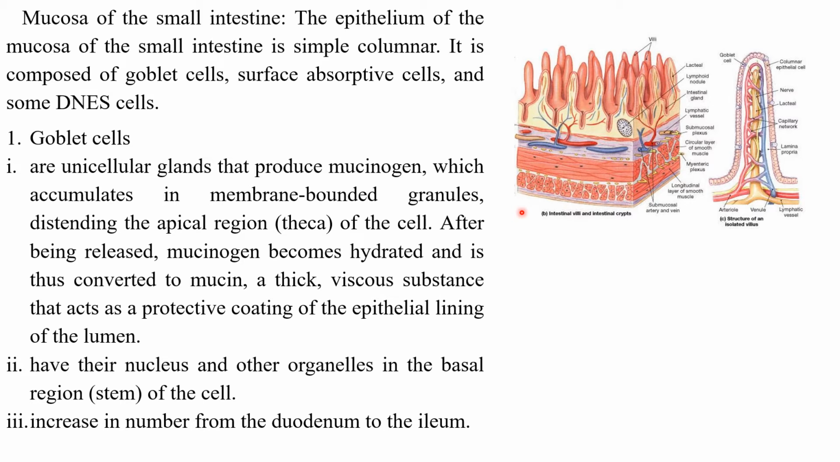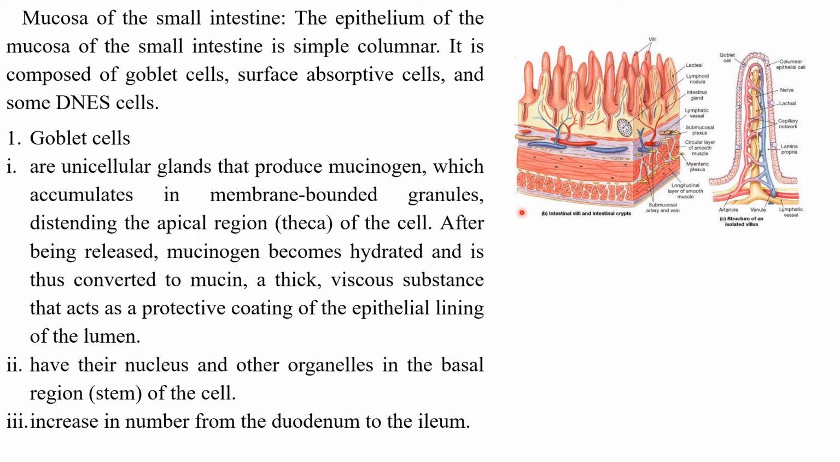Now let us see the structure of goblet cells. Goblet cells are unicellular glands that produce mucinogen, which accumulates in membrane-bounded granules distending the apical region of the cell. After being released, mucinogen becomes hydrated and is thus converted to mucin, a thick viscous substance that acts as a protective coating of the epithelial lining of the lumen.